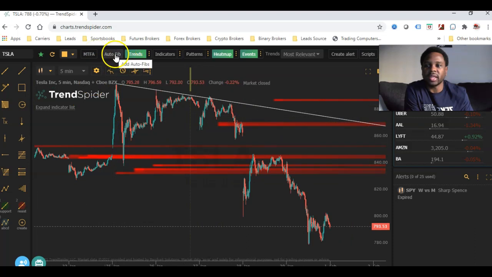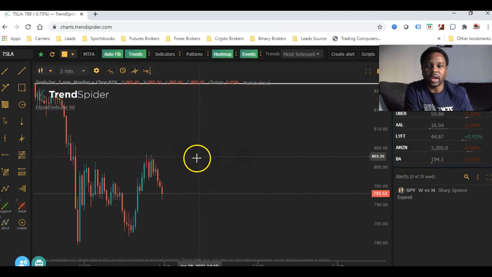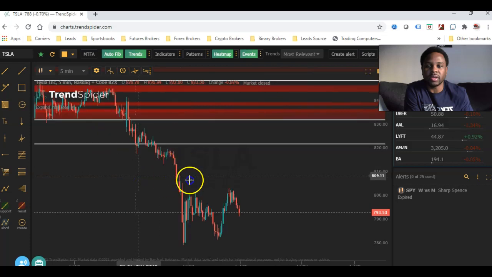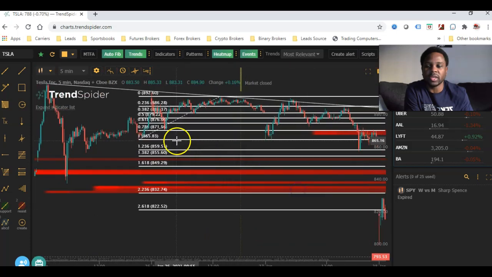Next, you have an auto fib feature. If you just hit auto fib, it'll automatically draw a Fibonacci retracement on your screen going from top to bottom. Let me open that up here. You can see it automatically draws your lines for you, with different types of price levels, etc.